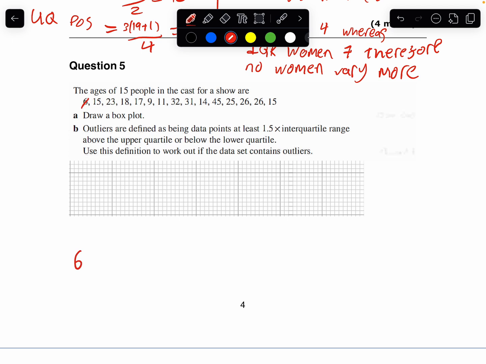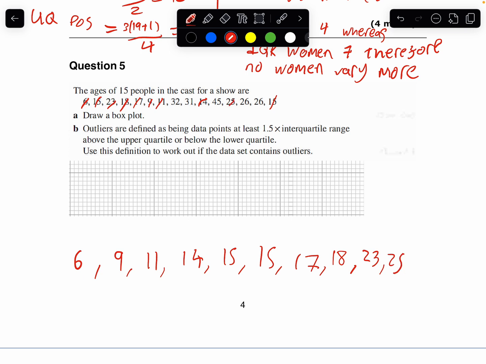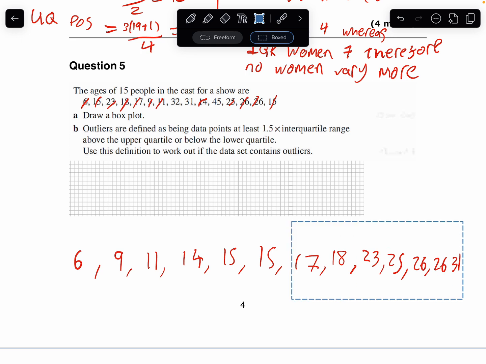So 6 is the smallest, 9 is the second smallest, 11 is the third smallest, 14, 15, 15, 17, 18, put commas between each of these, 18 across off, 25, 23, almost missed that, 25, 26, 26, two 26s, 31. Let's just quickly move all of these back to the left.